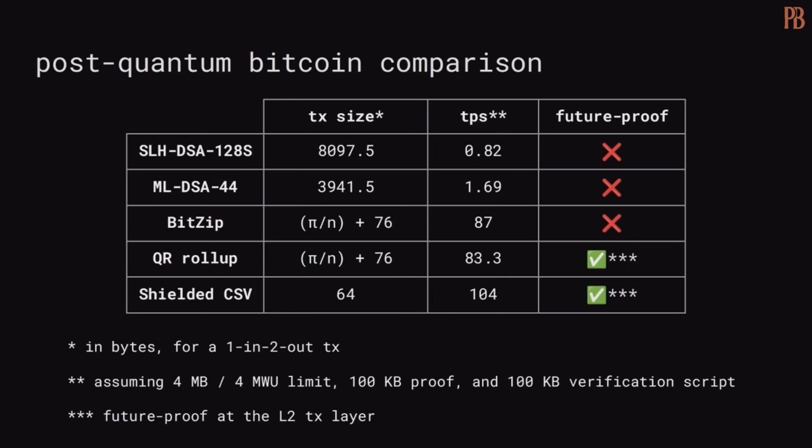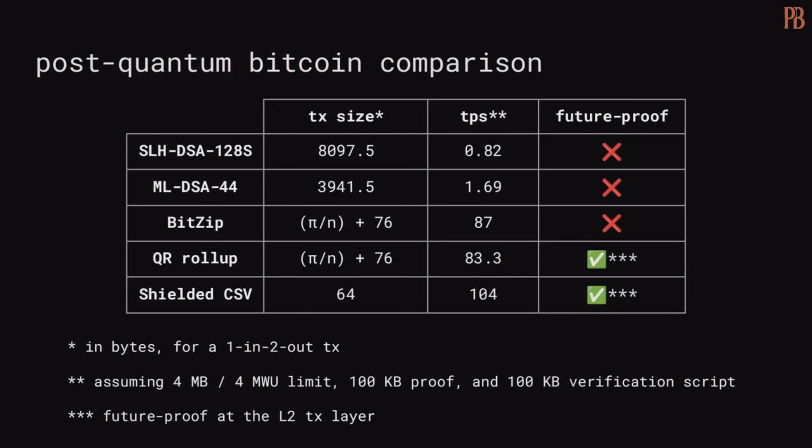Just to quickly summarize for folks who are watching this presentation independently, we've got these large post-quantum signature algorithms that produce signatures, SLH-DSA, about 8,000 bytes, ML-DSA, almost 4,000 bytes, and these produce transactions per second on layer 1 of 0.82 and 1.69 transactions per second, respectively, whereas BitZip and some of the other post-quantum proof-based aggregation systems like rollups or shielded CSV could actually increase our transactions per second and give us somewhere between 83 and 104 transactions per second.